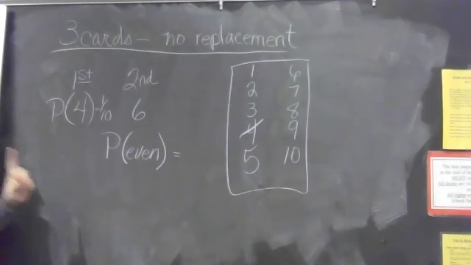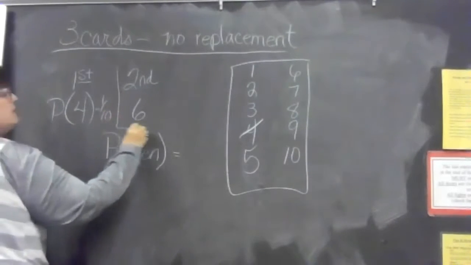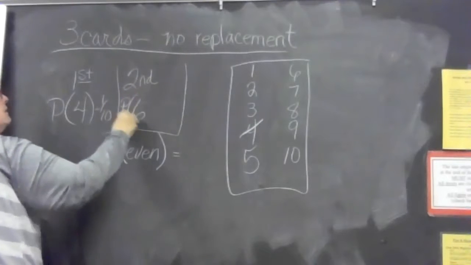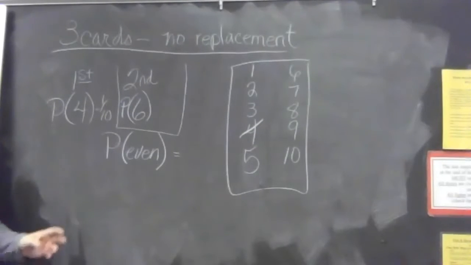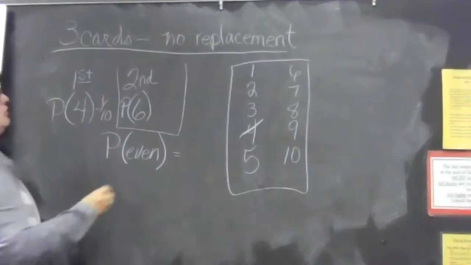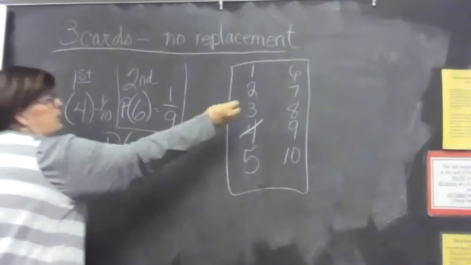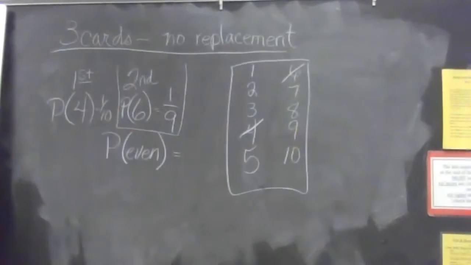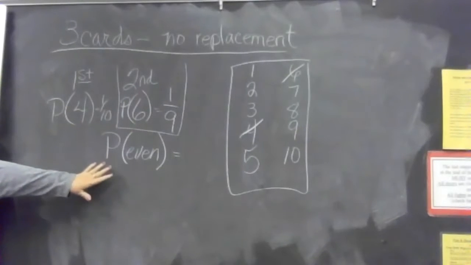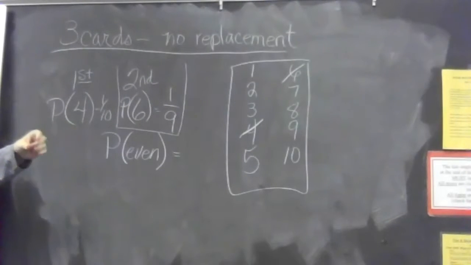So what is the probability? Getting a little messy here. What is the probability that the second time I draw, I'm going to get a 6? 1 out of 9, because there's only one 6 there. I only have a total of 9. Now we got the 6. I took the 6 out and I didn't put it back in. So now what is the probability that I reach in and the card that I pull out is an even number?